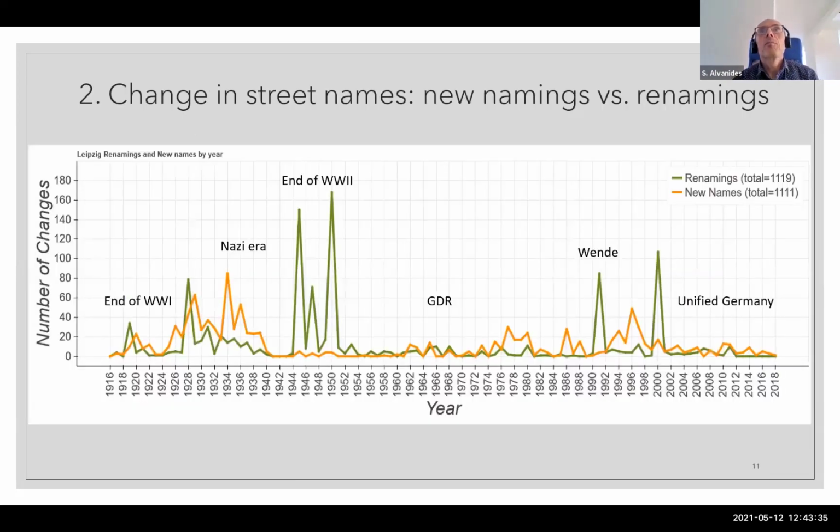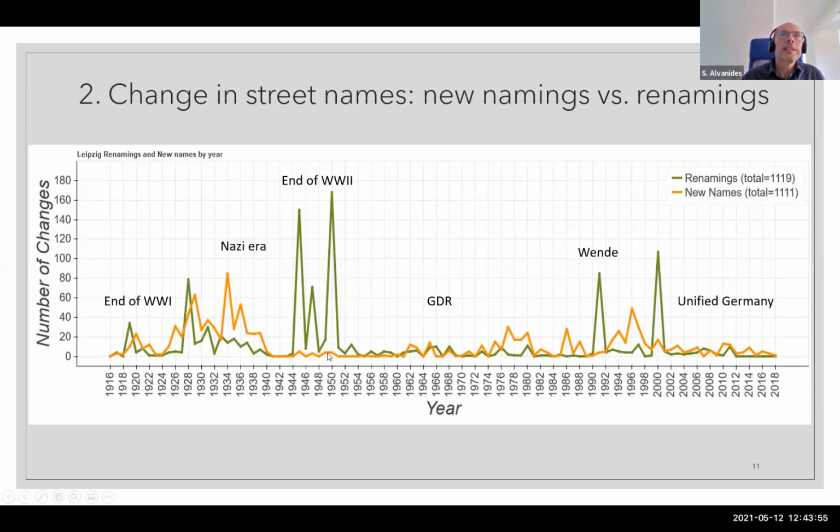Okay, moving on to new namings or renamings. That's another way of looking at the data. So we have the introduction of names or renaming of existing streets. And I'm not going to go into detail with this because I want to show you the more important graphs, which are about the ideological changes.